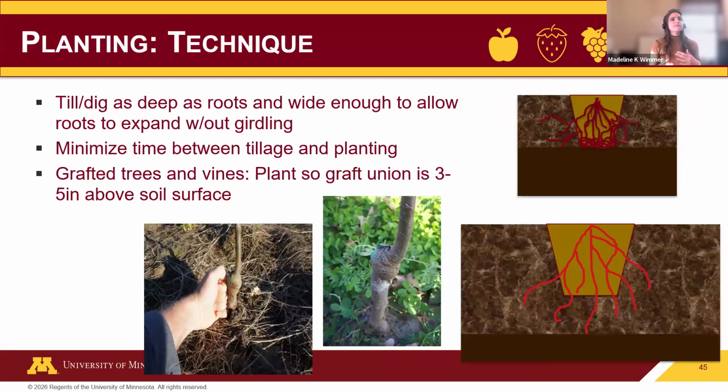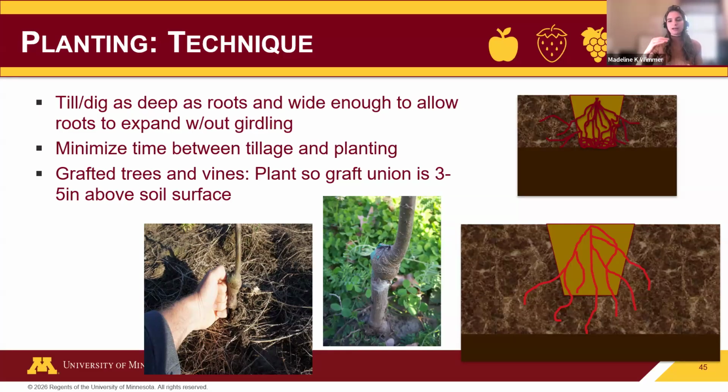If you are working with grafted trees, it's going to be important to think about where that graft union is. You don't want to bury the graft union because at that point, you will lose the actual power of the rootstock itself. So, the general recommendation is to dig as wide as the roots are to prevent any girdling. Just like with any other type of plant, you don't want those roots circling and cutting off their own energy and oxygen there.